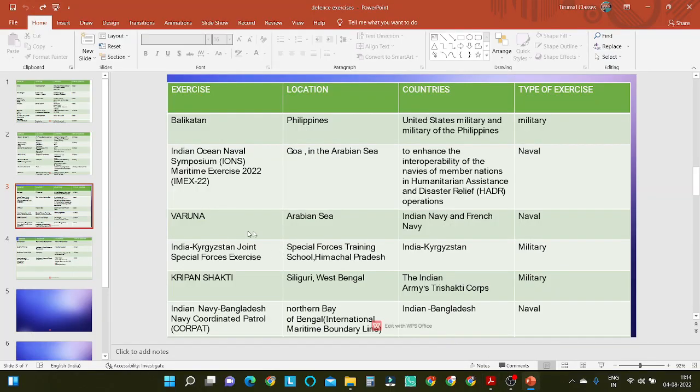So the exercise is Varuna, in which India and France are taking part. It is taking place on the western coast of India, in the Arabian Sea. It is a naval type of exercise.